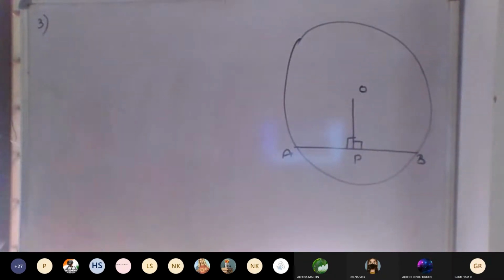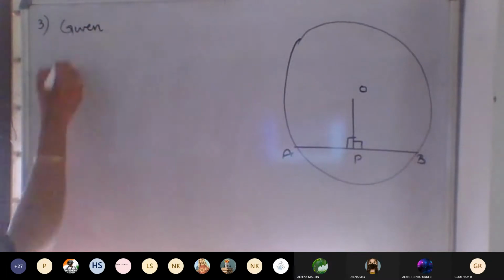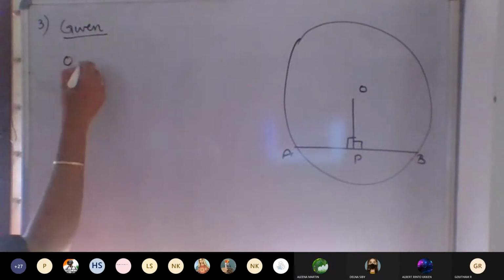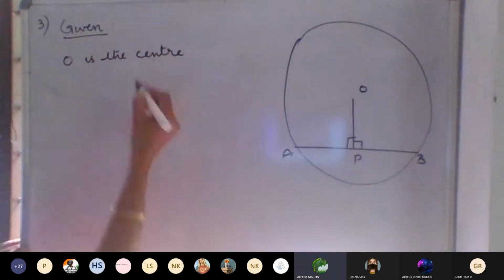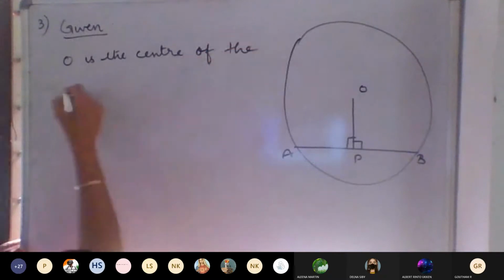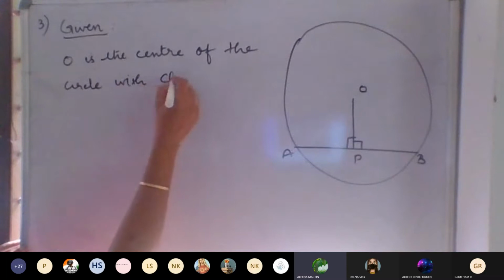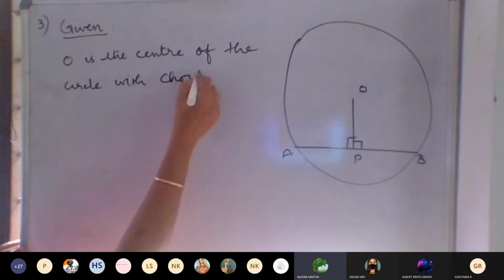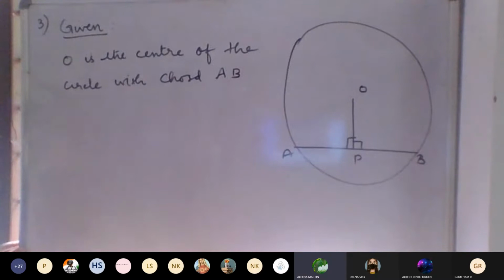Tell me. Given. Find out. O is given. What are the things given? O is the center of the circle. You said that sentence, I will write. O is the center of the circle. Then P is the midpoint of AB, with the chord AB. Okay, with the chord AB.